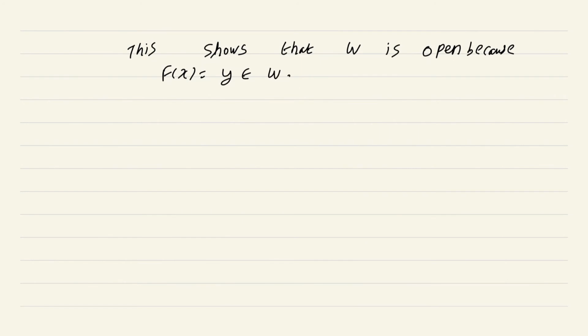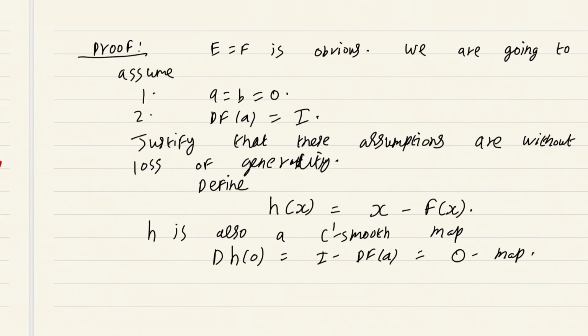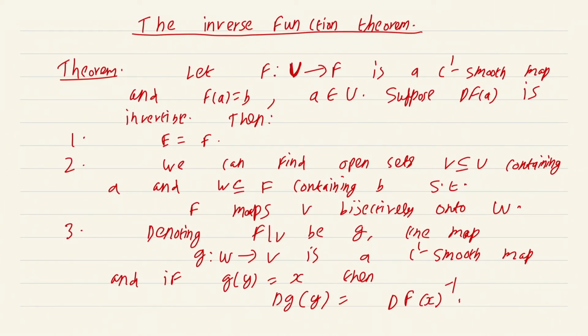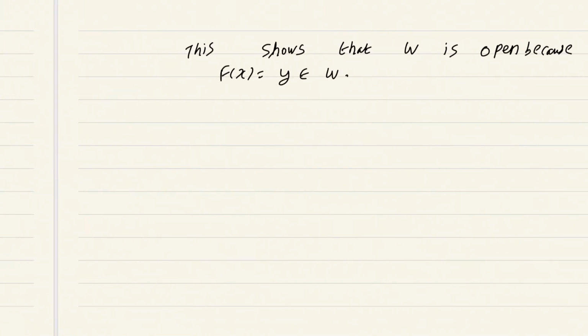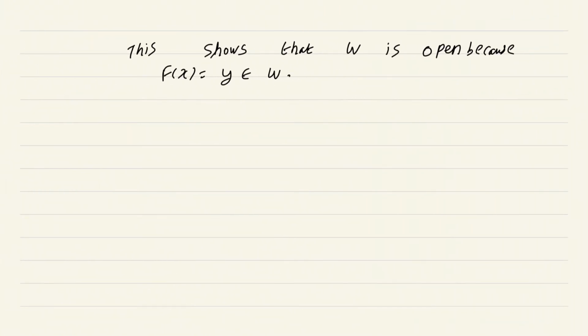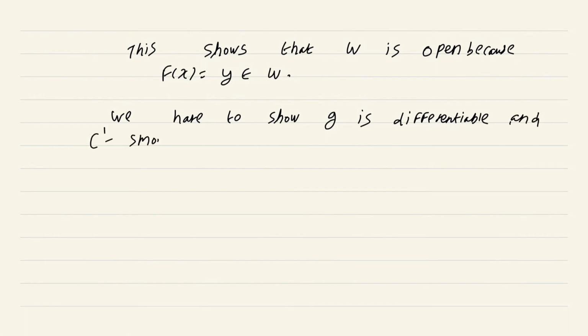Okay, so what is the net upshot of all this? W is also open. So we have achieved quite a bit. If you go back to the statement of the inverse function theorem, which was a long time ago, we have reached the fact that this map G from W to V is a continuous map and it's a bijection. So we still have to prove that it's a C1 smooth map and also compute its derivative. So we have to show that G is differentiable, and in fact C1 smooth on W.